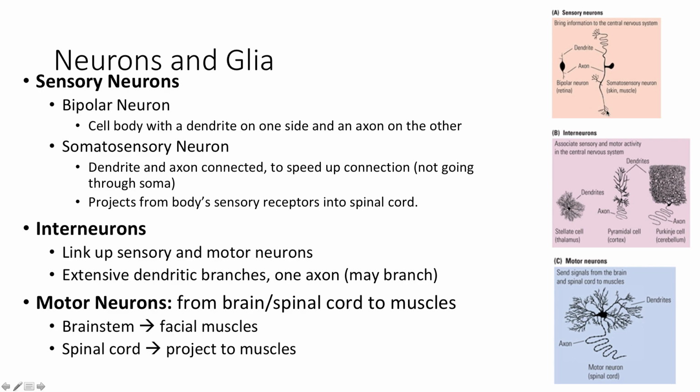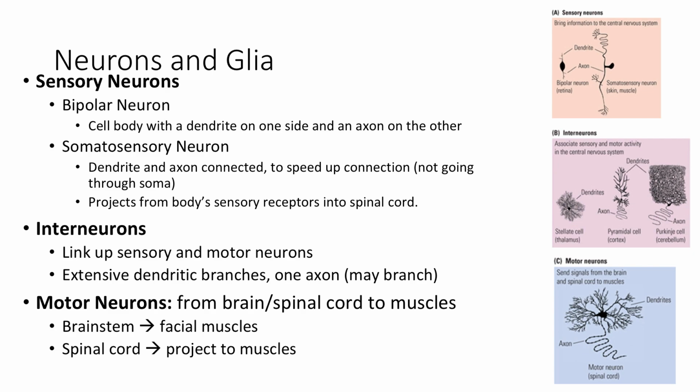Okay, so next we have the interneurons, and again, we already talked about that, but interneurons link up sensory and motor neuron activity in the central nervous system. So there are many different types, and they all have a lot of dendrites with a lot of branching. But what they all have in common is that they only have one axon, like any other neuron. Sometimes it branches, but often they just have one axon.